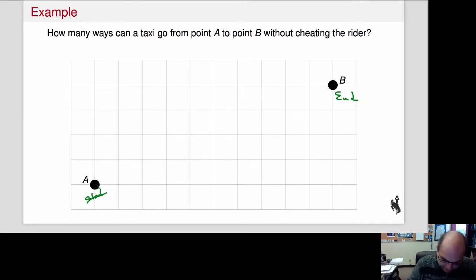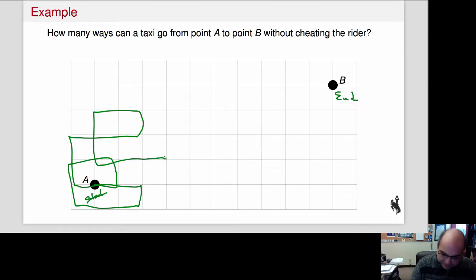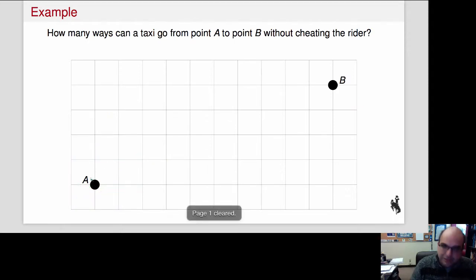And what a taxi might do, well, a dishonest taxi might do something like this, right? And they'll figure out some way to make the fare really, really expensive. Okay, but let's assume that's not happening. Let's assume that we have an honest cabbie, and so they'll only get to B by moving in either this, I'm just going to call it the north direction, or this, the east direction. Okay, those are the only legal moves, right? And somehow we're going to have to get to position B. Okay, so let's see if we can figure out how many different ways there are to do that.